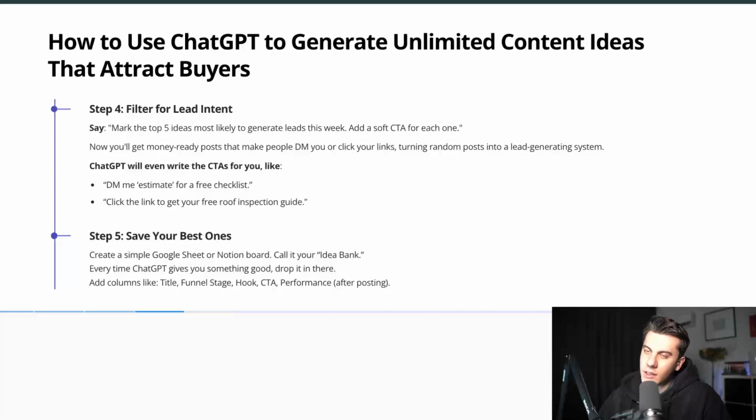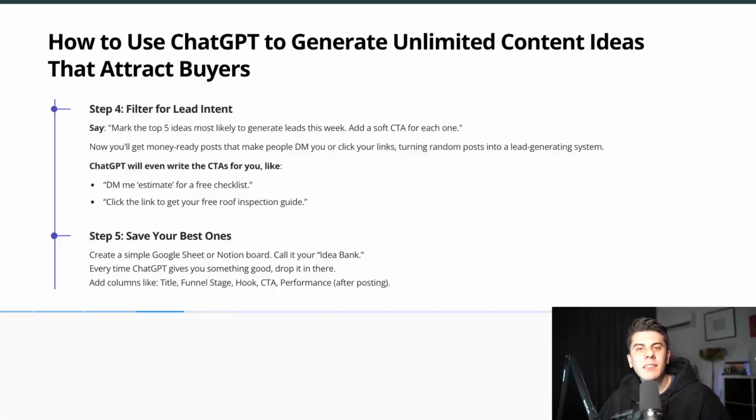You can also add a content schedule here. So just get creative with this document. And I recommend you do it on Notion. Okay. Every time ChatGPT gives you something good, drop it in there. Add columns like title, funnel stage, hook, CTA, performance after posting. This becomes your forever vault of proven ideas. You'll never start from zero again.